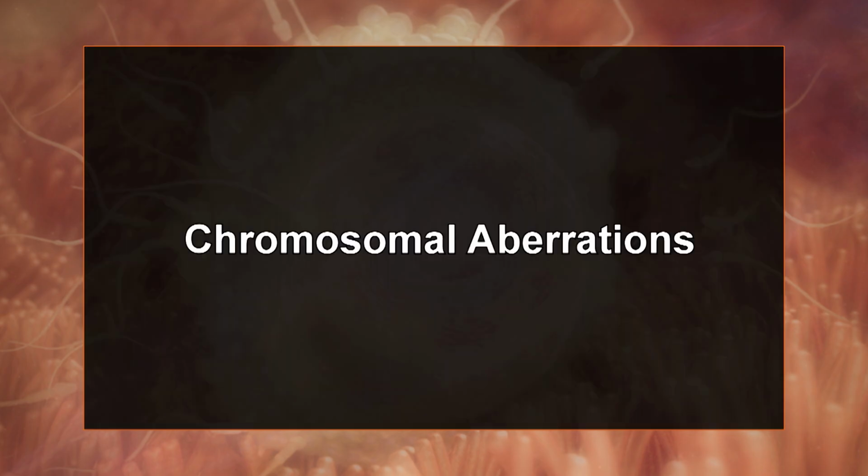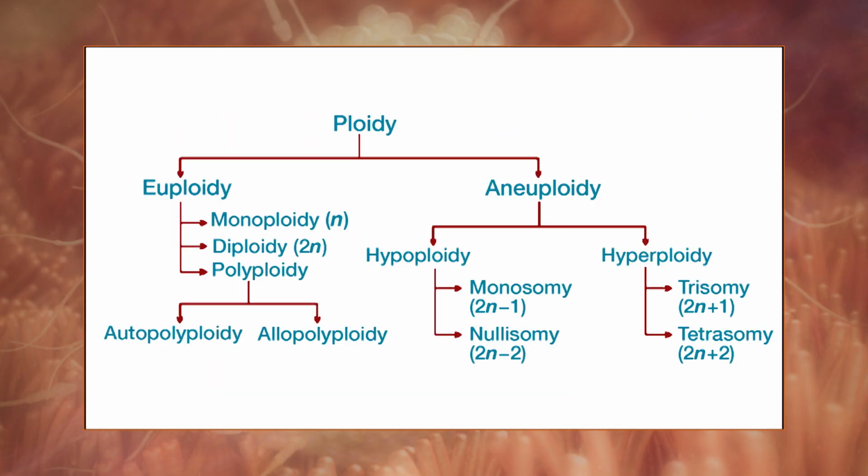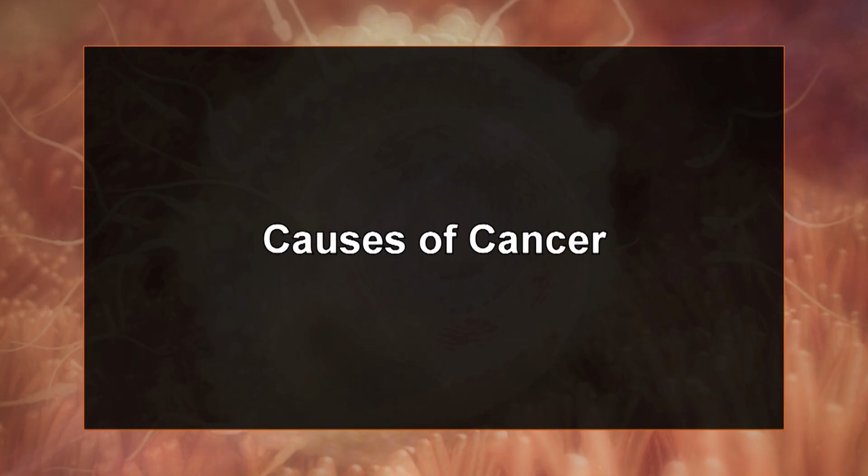Then we see chromosomal aberrations. Structural: translocation, deletion, duplication. Numerical: aneuploidy, polyploidy. All of these are mutations. Example, Philadelphia chromosome, t(9;22) in leukemia. Moving on to causes of cancer.